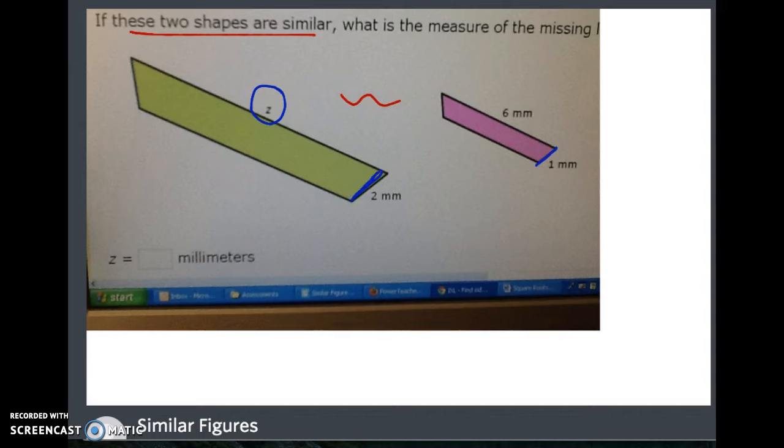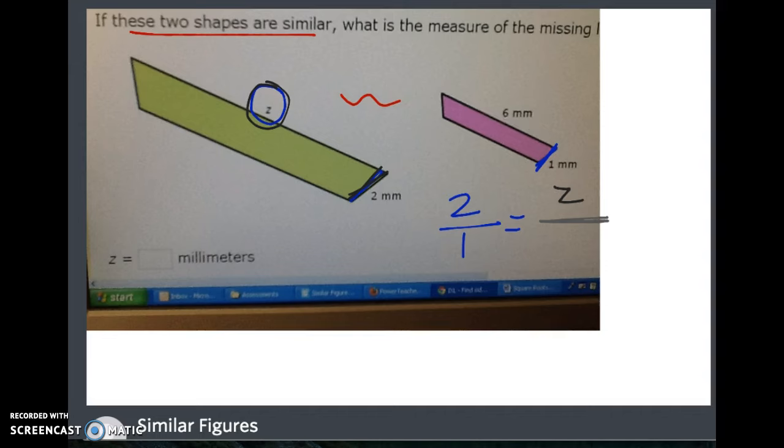I know in this one, 2 corresponds to 1 in the smaller one. Now that's the ratio of those 2 side lengths. Well, in similar figures, the ratios of the side lengths are equal. So I know that the other side length should be equal to that ratio. So I started with 2, so I need to start with the Z in this one. Matches up with 6.